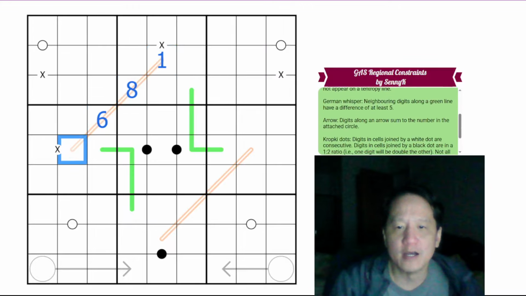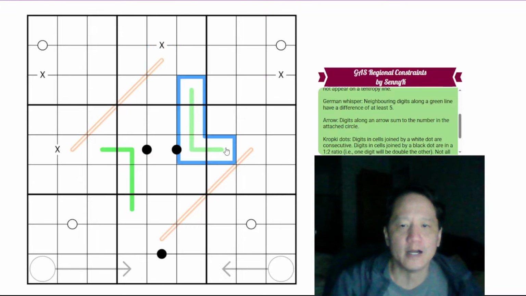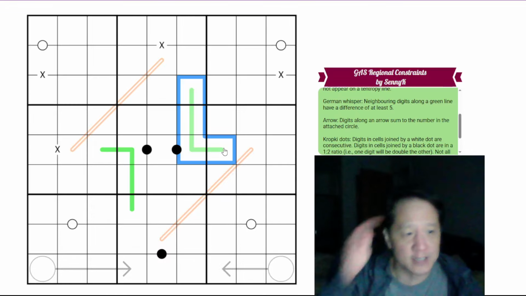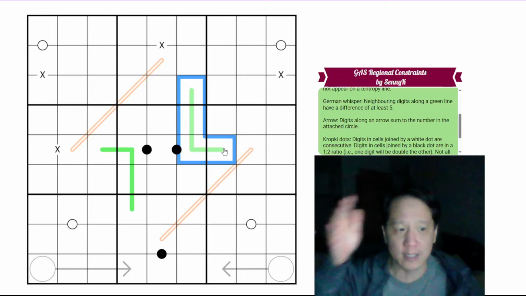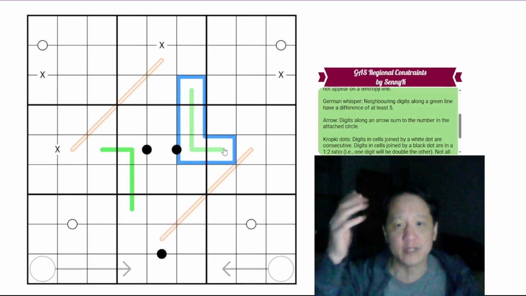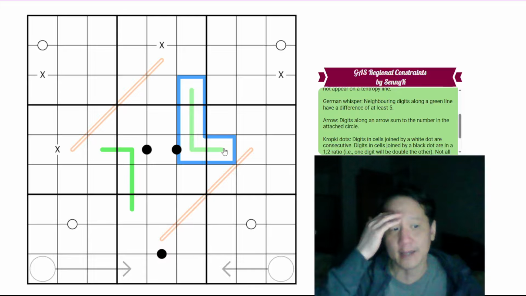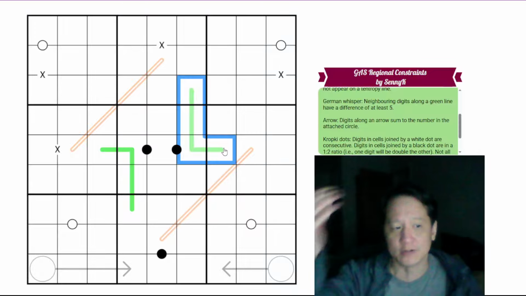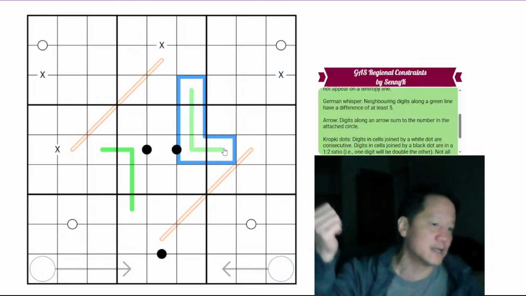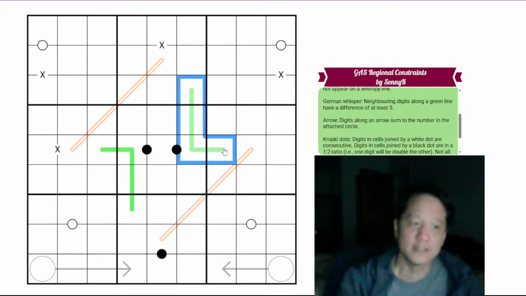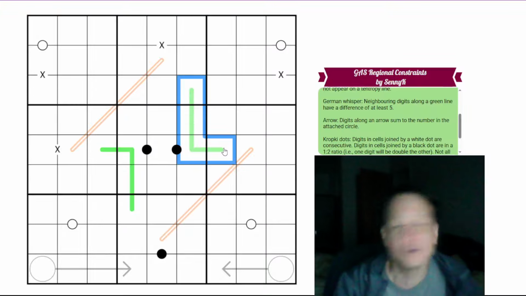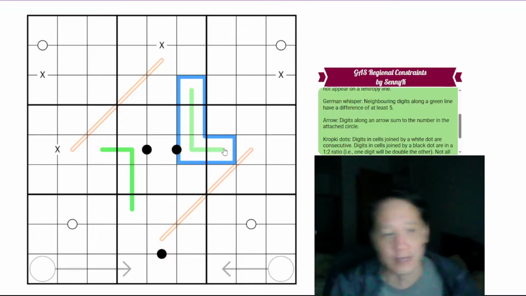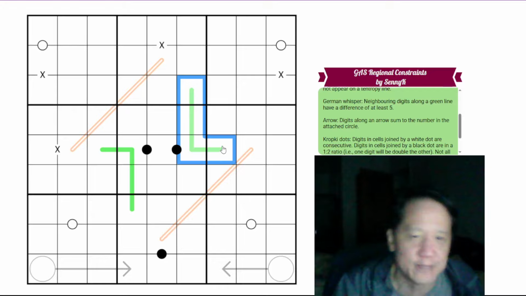We also have German whisper lines, where neighboring digits along a green line have a difference of at least 5. And I will call them whisper 5 lines because that's my preference. I did not come up with this. This was something a setter came up with, and I thought it was a brilliant idea because it's easily extensible to other different rules. You could have whisper 6 lines, whisper 8 lines, whisper 2 lines. That's the reason why I use it. You can still call them German whisper lines. That's fine. I mean, everybody has their own preference, right?